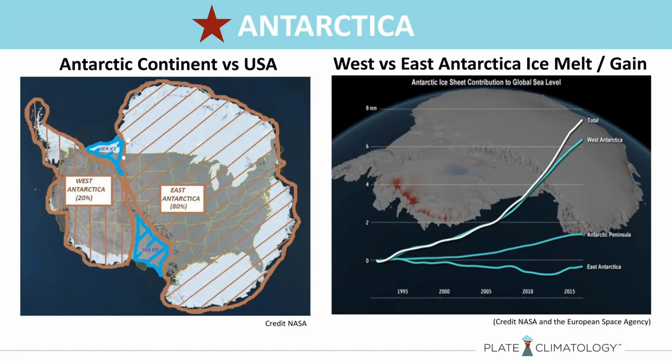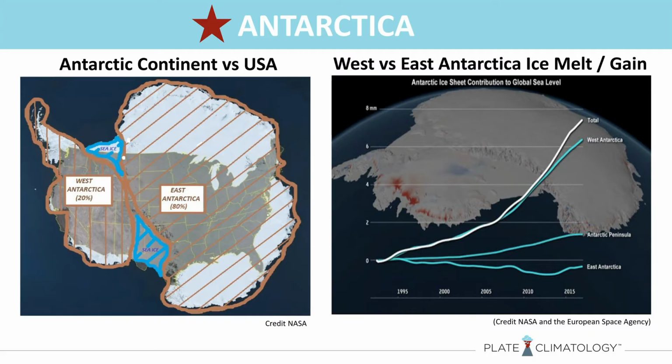The left image places the Antarctic continent in perspective with the USA. You can see that it's much larger. It also shows that Antarctica is broken into 2 pieces. On the west is West Antarctica. You note that the upper portion of West Antarctica kind of forms a thumb that's called the Antarctic Peninsula. The remaining 80% of Antarctica is termed East Antarctica.